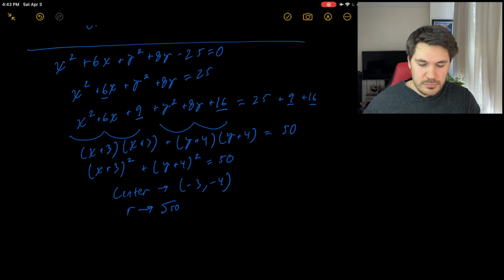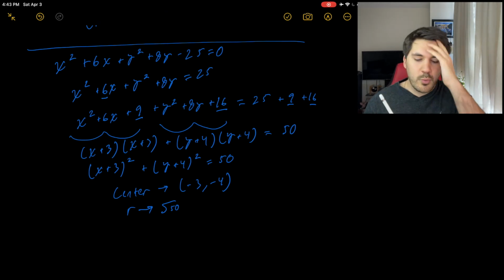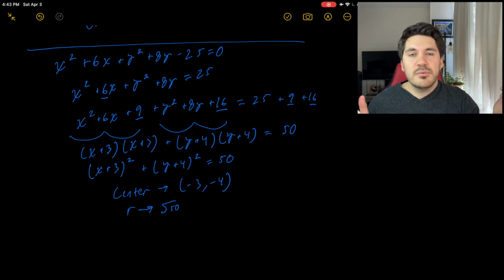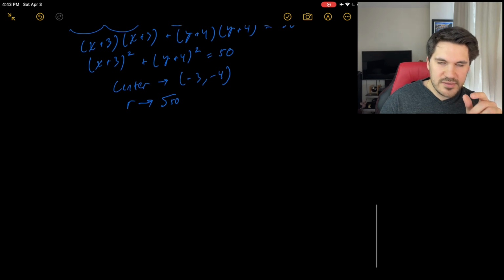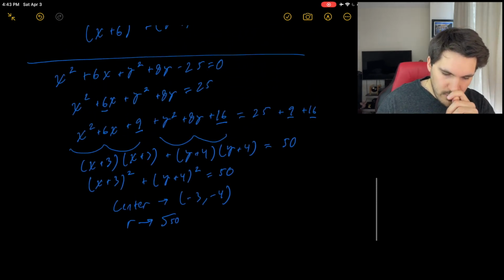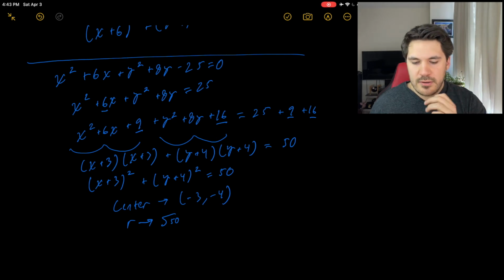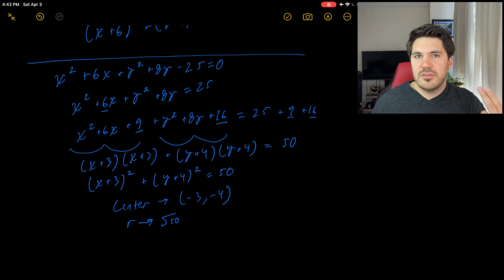If you need to, stop the video here, rewind, look at these steps again. I'm going to do one more question, then we'll be done with this topic. Now, this next one is going to be very similar, but slight difference. In this one, the x squared and the y squared had a coefficient of 1, right? Because it's like 1x squared and 1y squared. What if we run into a situation where they don't have a coefficient of 1?